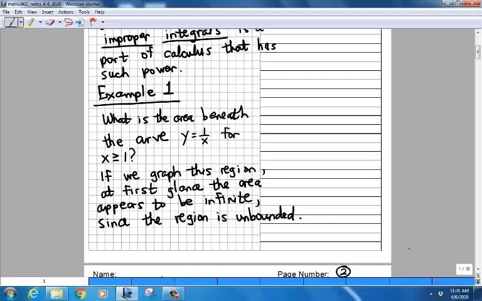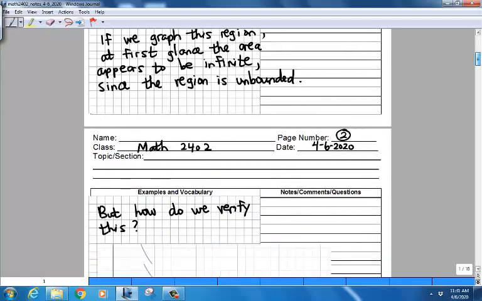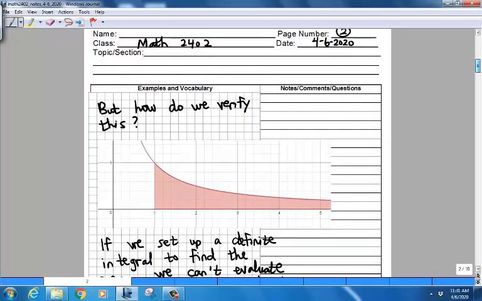We're going to start here, the area at x equals 1, but we're not going to put an upper bound on the area. So I want to know what's the area beneath that curve from 1 all the way to infinity on the x-axis. It's kind of easy to sketch a graph of this area. Here's a picture of it. So this is the curve 1 over x.